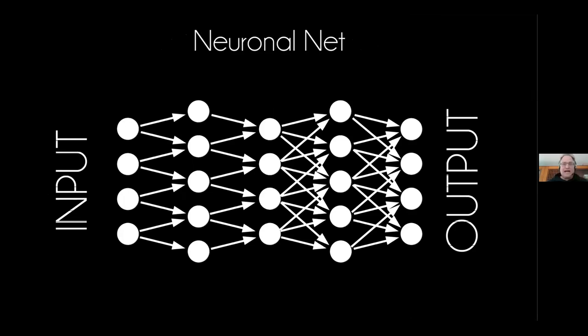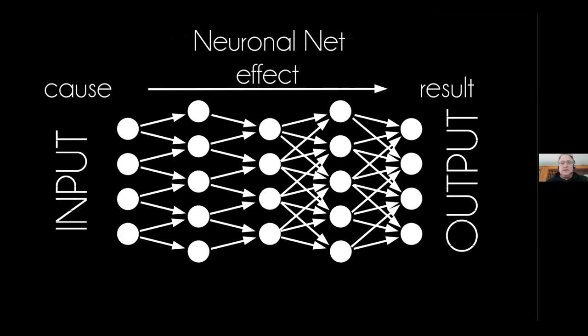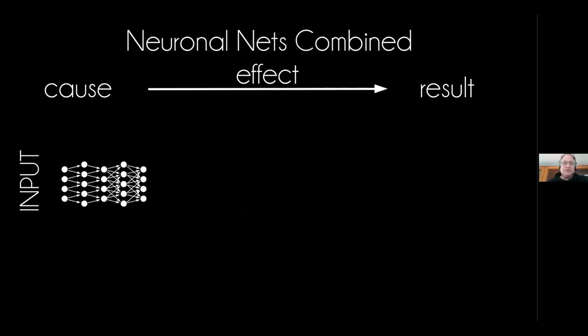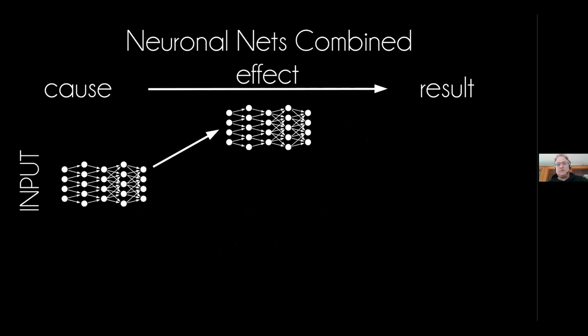And you can regard this as an effect. You have some cause, it goes through the network, and you get a result. It's a generator. You can even put such networks together by taking the output of one network and putting it into the next one.